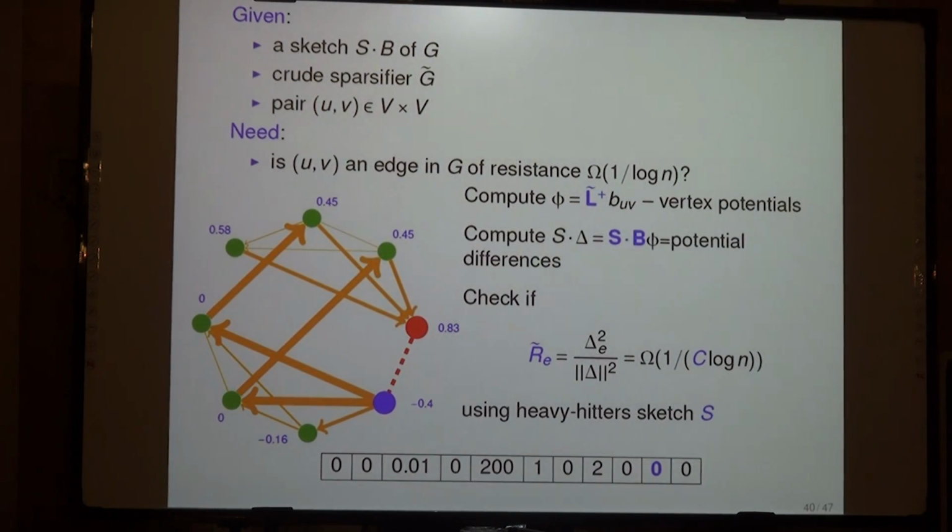So this is what we got. Given a sketch S times B of G and a crude sparsified G tilde and a pair UV, we can figure out whether or not UV is an edge in G of resistance 1 over log n by doing the following. For this edge, we'll compute the vector of vertex potentials, and then we'll recombine columns of the sketched version of B using this vector of vertex potentials, and check if the eth coordinate of the vector actually contributes a lot of L2 squared mass using the L2 heavy hitter sketch.